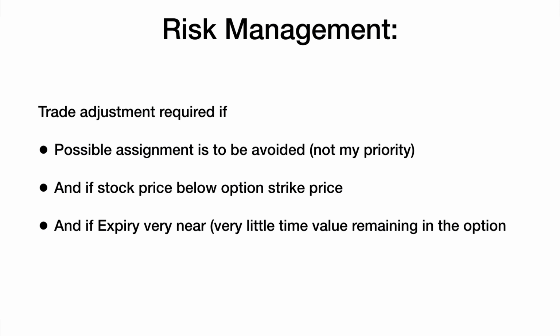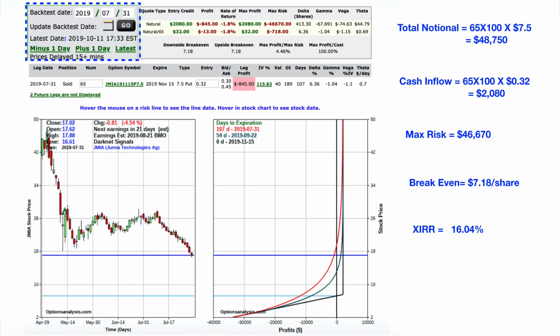So there can be two requirements for adjustment. One is the stock price is significantly lower than the strike price of the option, and if the trade is close to expiry. Now, none of those conditions are met here. The stock price is still more than double of what the strike price of the option is, and we are still over 2 years away from expiry. However, to still explain the concept of how an adjustment can be done, I have used a proxy trade.